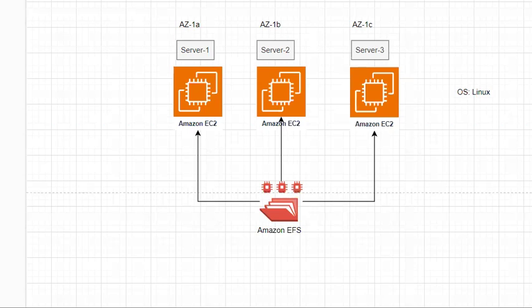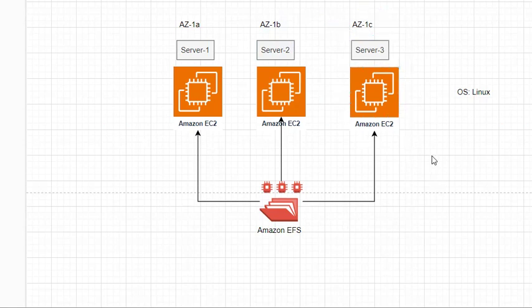Now we have done a few important things in this lab. We created our file system and we attached this file system to the servers present in the 1A availability zone and 1B availability zone. Because we allowed network access for our mount targets in 1A and 1B availability zones, under my file system. But we haven't allowed the network access from the file system in the 1C availability zone.